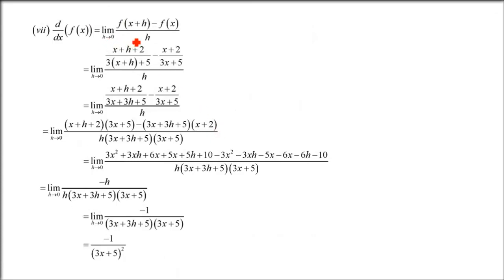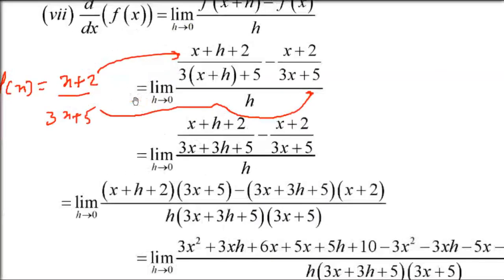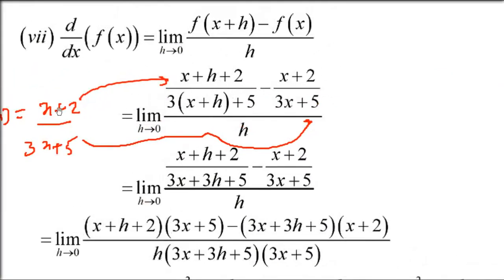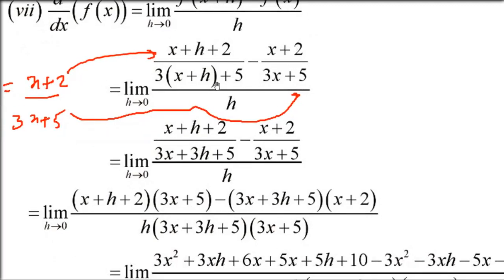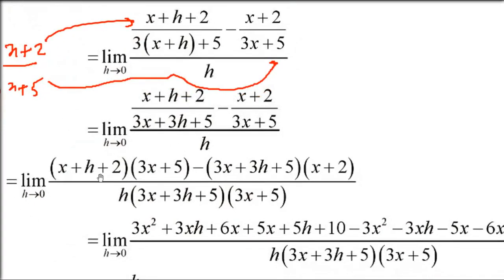Now we have the seventh one. Same thing as I said, f(x plus h) minus f(x) by h. This is what you have to do. And as I said, this question and the 15th question will also be like this only. So just put x plus h, f(x plus h), and you have minus f(x) by h. What you have to do is just take the LCM, x plus h plus 2 into 3x plus 5 first, subtract it with x plus 2 into 3x plus 3h plus 5, and then you have h in the denominator.